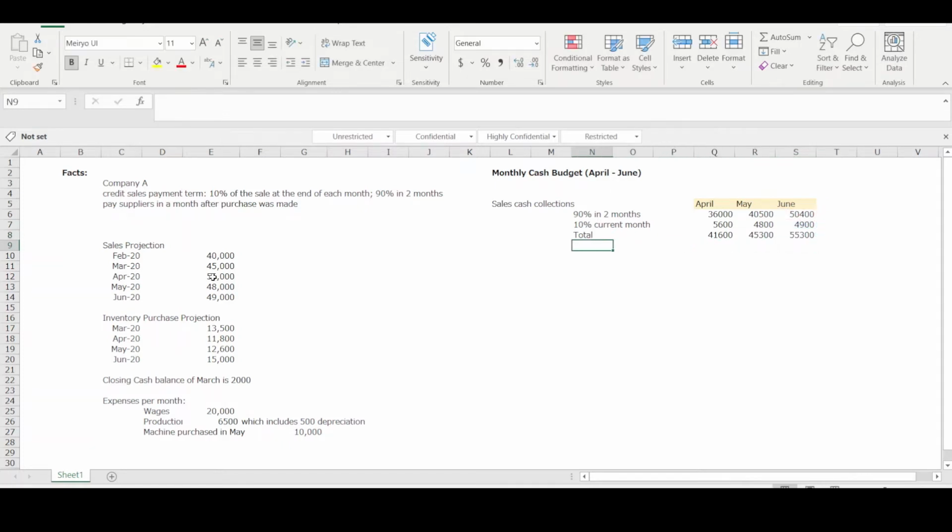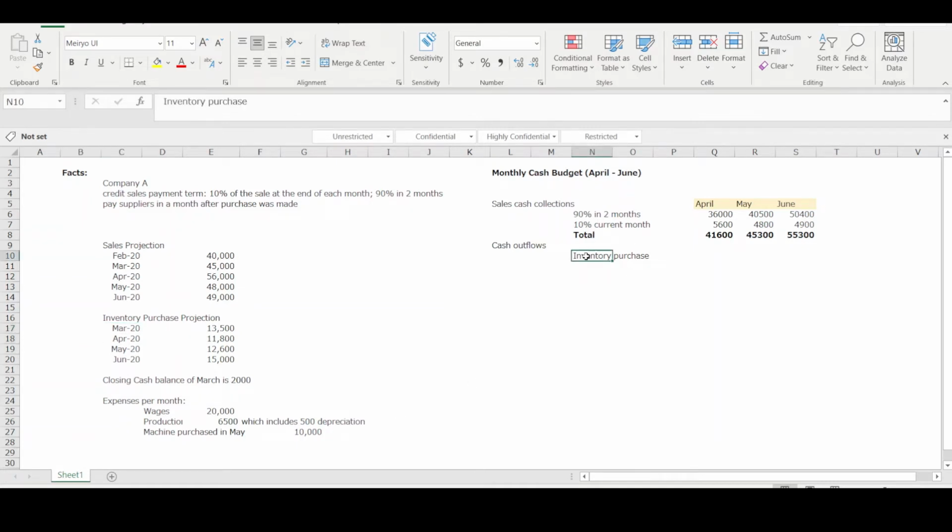So now we have the total number of cash inflows ready. Next we're going to calculate the total cash outflows. First item is inventory purchase, because each month they're going to buy product, buy inventory to sell.